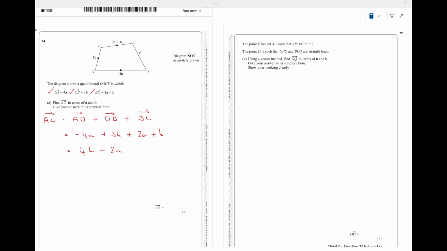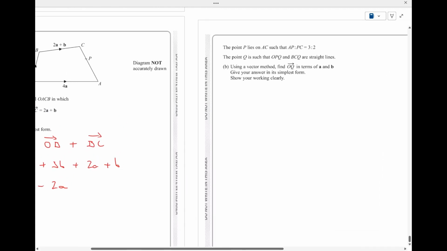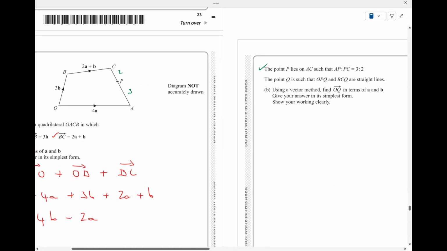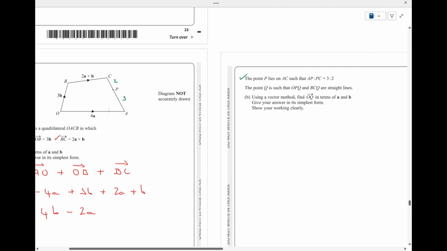Okay, 24B, let's have a look. The point P lies on AC such that AP to PC is 3 to 2. AP, that's here, to PC, 3 to 2. So I'm going to label that 3 to 2. The point Q is such that OPQ, that must be over here, look.